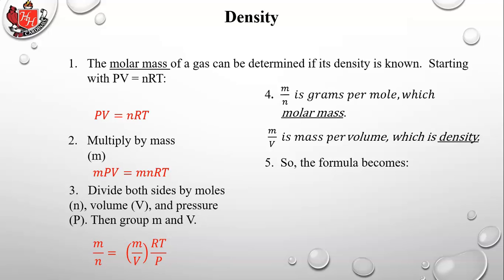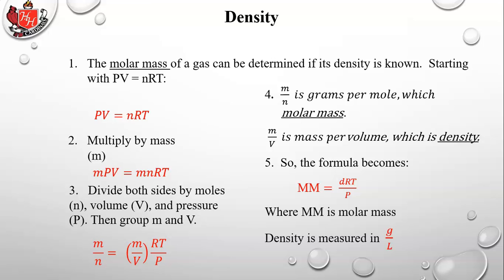Mass per volume is what we call density. So we can then rewrite the formula like this. The molar mass, that's the mass over the number of moles, grams per mole, is mm, molar mass. And then the mass per volume over on the right-hand side of that equation is d, it's density. So you have molar mass equals density times R times T over P, where mm is molar mass and density is measured in grams per liter.